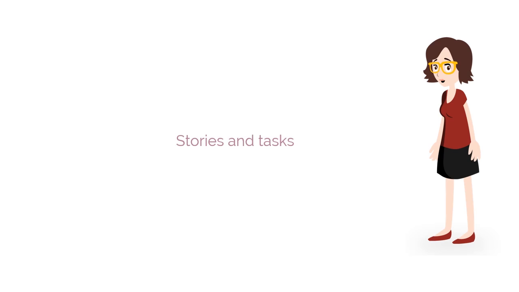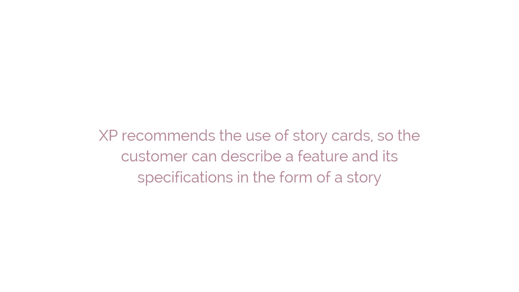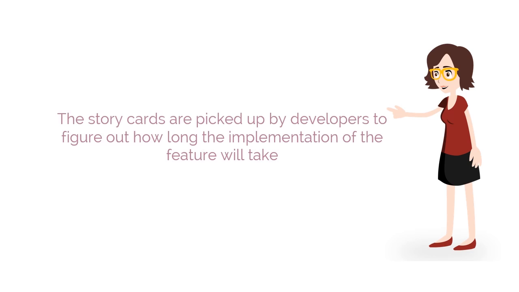The next aspect is stories and tasks. XP recommends the use of story cards so the customer can describe a feature and its specifications in the form of a story. A single story card represents a single feature. The story cards are then picked up by developers to figure out how long the implementation of the feature will take. Estimating time is done with task cards.